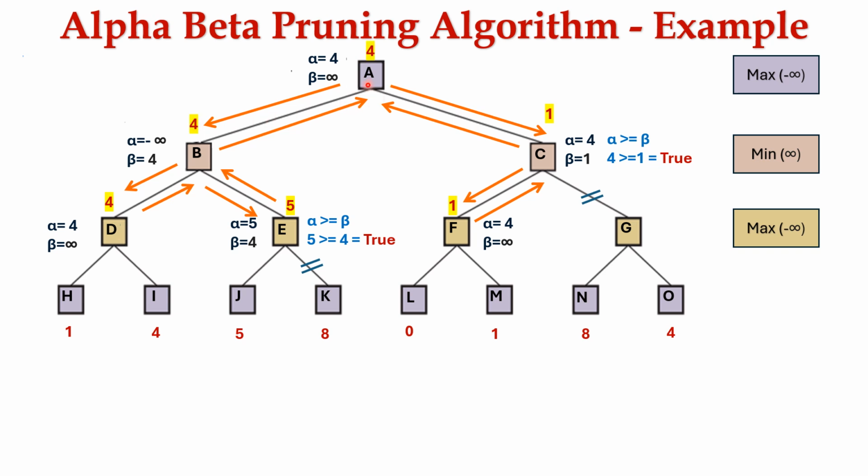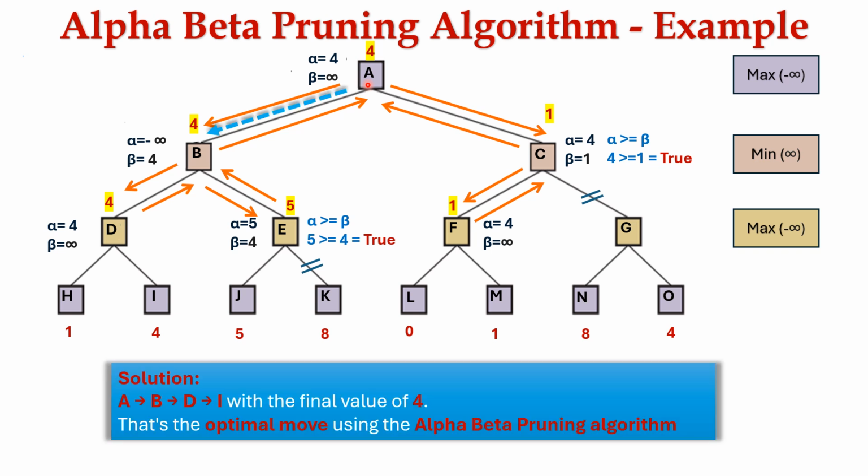So finally, the optimal path is from A to B, B to D, D to I with final value 4. So this is the optimal move using alpha beta pruning algorithm. So hope you are clear in alpha beta pruning algorithm with this example problem.